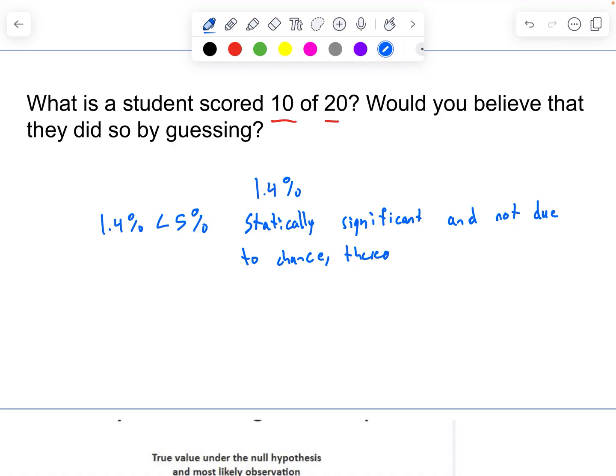Therefore, we can assume they were not just guessing.